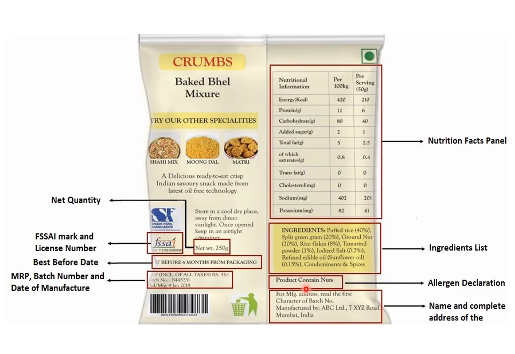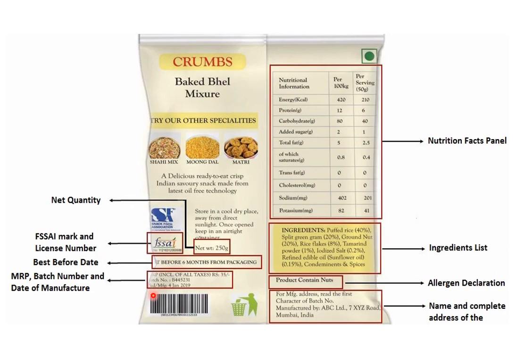Certain allergy declarations should also be mentioned on the package such as peanut allergy or nuts allergy or any dairy products; that should be mentioned as an allergy declaration. The complete name and address of the manufacturer should be present. Then you have your net quantity, if it is weight in grams or volume. Also the registration and license number, the best before or use by date, also pricing and batch number and date of manufacture should be included in the package.